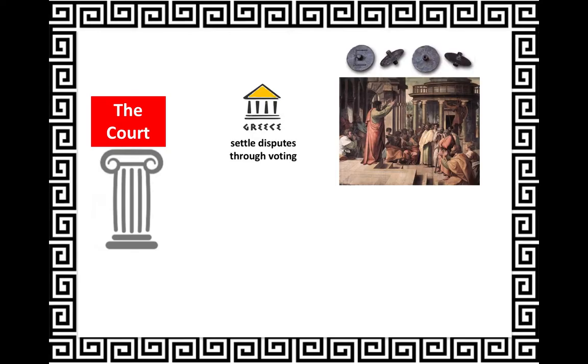And of course, the court. In Greece, it would settle disputes through voting. A little different than how we do it, but in Greece, if somebody was accused of stealing a beautiful pottery piece from someone, they would take it to the assembly or the court, and people would vote whether they were innocent or guilty. And remember, this was all done by majority vote. So it all depended on how many people voted as to which way it would go. If a majority of people voted innocent, you would be innocent, right?